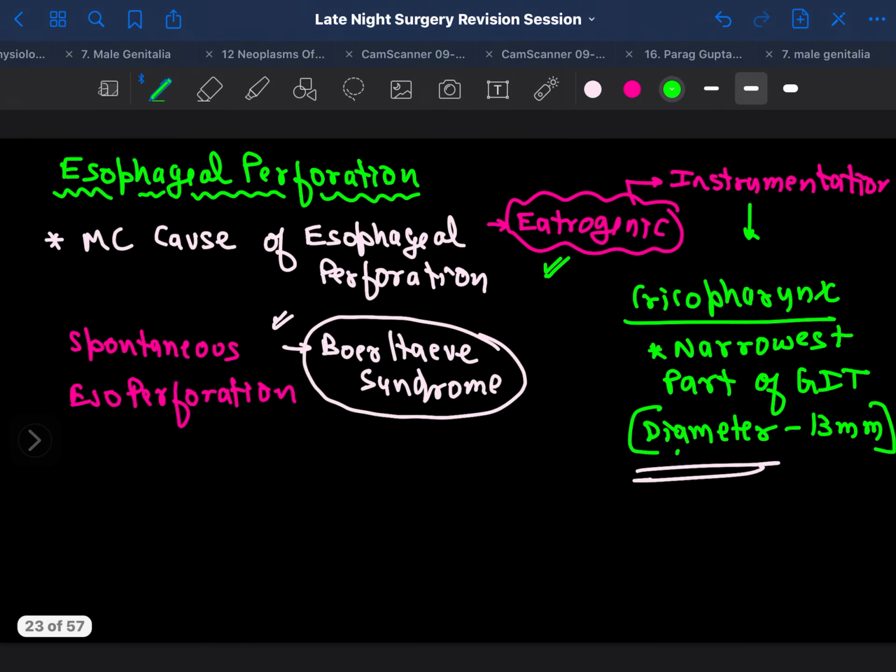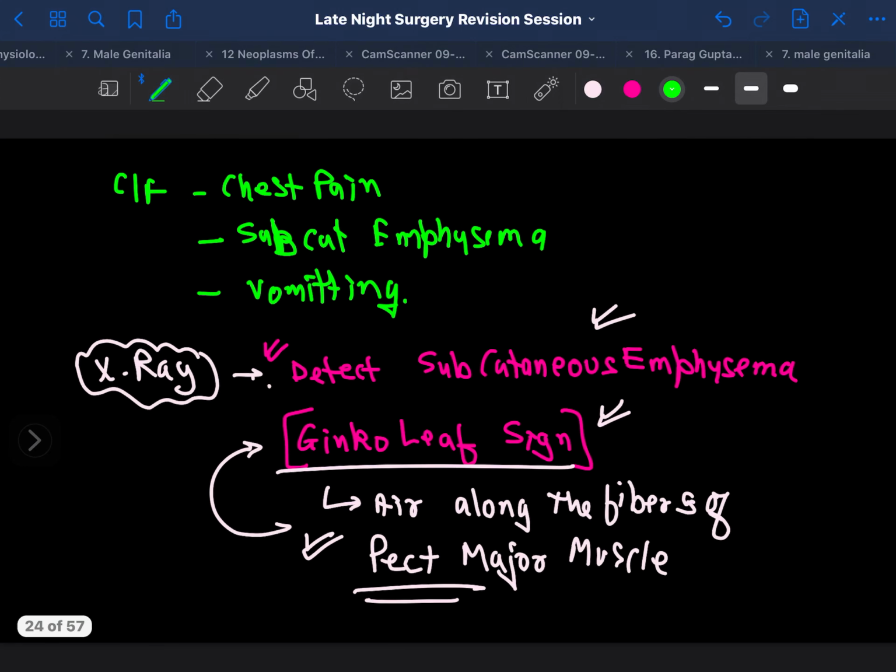So we are done with this. I'll just revise whatever we have talked about till now. I told you that the most common cause of esophageal perforation is iatrogenic. That is, you are performing an upper GI endoscopy, and you try to negotiate through the cricopharynx, which is in fact the narrowest part of the entire GIT. The diameter of this is only 13 millimeters. So if you are not able to negotiate it, what is going to happen? It is going to rupture through the esophagus, ultimately leading to an esophageal perforation. I told you that there can also be a spontaneous esophageal perforation, which is referred to as Boerhaave syndrome.